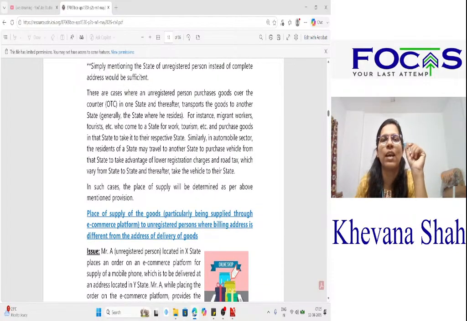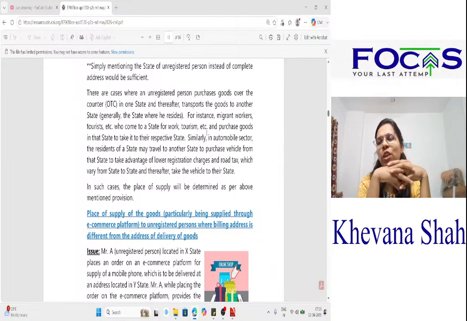Then see one example, one thing that you need to understand here is, there are cases where an unregistered person purchases goods over the counter in one state and thereafter transports the goods to another state, generally the state where he resides. So they have given, for example, migrant workers, tourists, etc., who come to a state for work or tourism and purchase goods in that state to take to their respective states. So suppose you are going on some trip, and you are purchasing some goods which are being sold there.